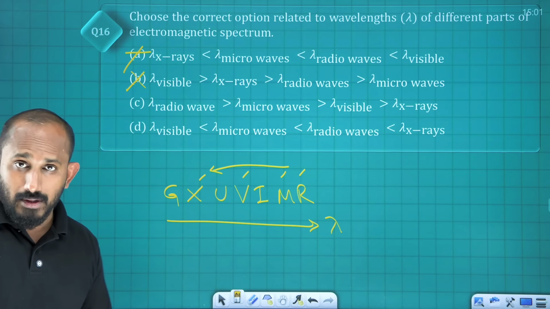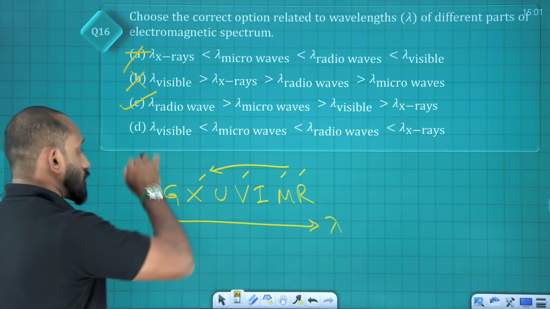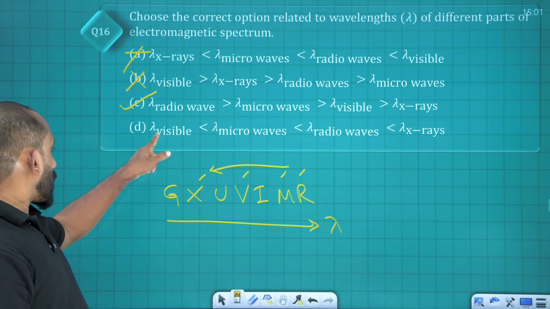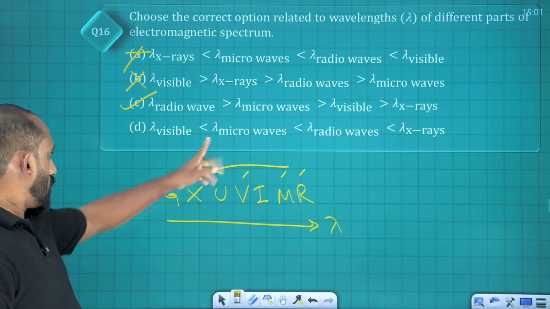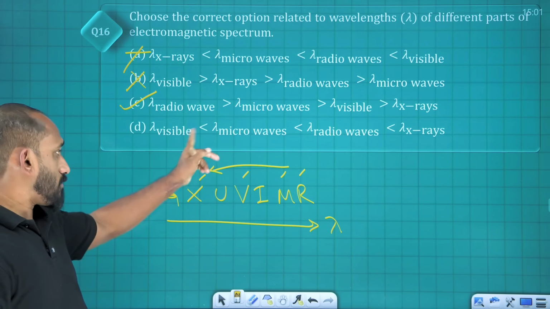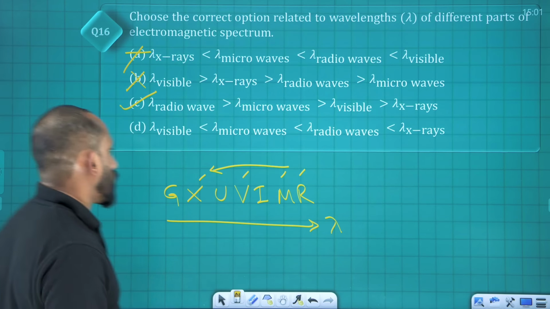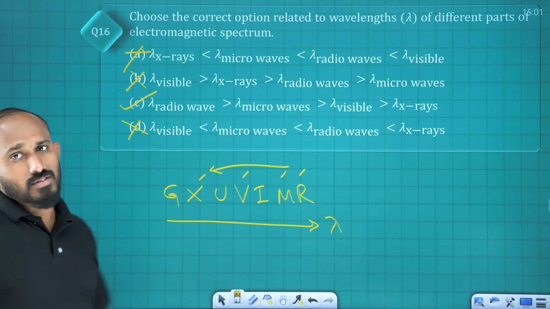So, C can be the answer. Now, check what about D? Lambda of the visible light, of course, is less than microwaves. Sure. And less than radio waves. No, cannot be. So, C is the correct answer here.